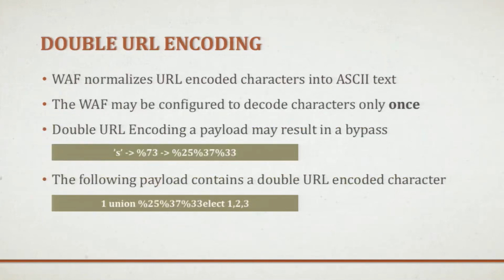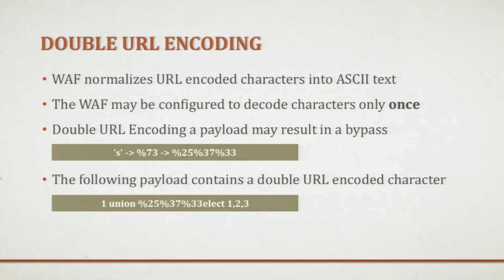Okay, and the last example for impedance mismatch is the URL encoding. As you know, the WAF uses normalization functions to standardize the input. If the WAF finds a URL encoded string, what it does is that it transforms it into ASCII. So what we can try and hope for is that the WAF decodes the URL encoded characters only once.